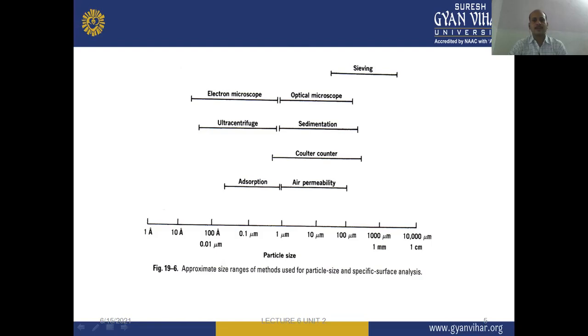You can see there, when the particle size is larger, we can use the sieving or sedimentation method. Otherwise, if the particle size is very small, we can use optical microscopy, electron microscopy, and other methods. Similarly, in specific surface analysis, the air permeability method is used for particle sizes in the range of 1 micrometer to 100 micrometers. And if the particle size is smaller, we can use the adsorption method for specific surface analysis.